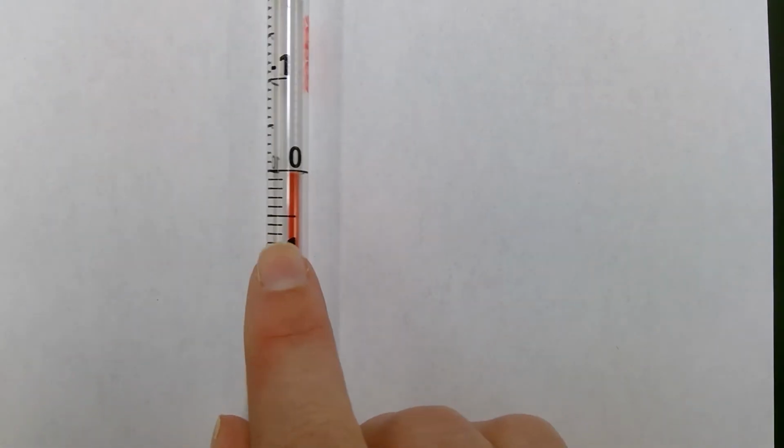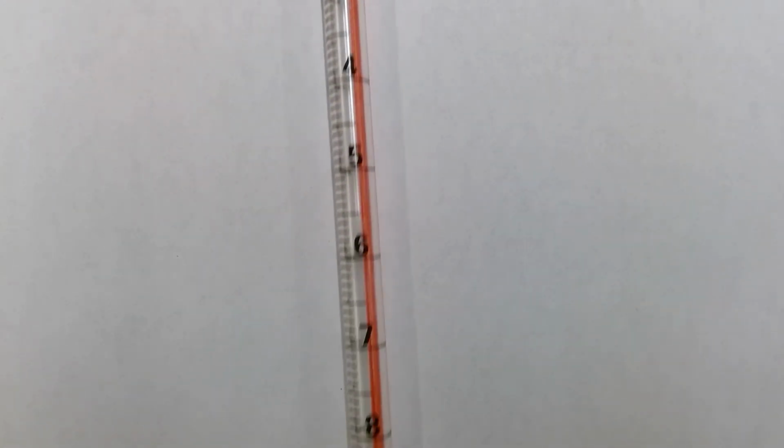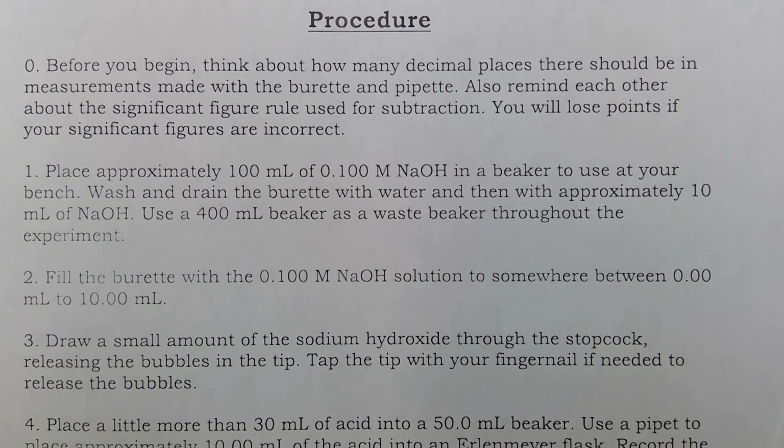And then for the 10 mil pipette, it is the same thing. It shows mils, and then there's tenths of mils from 0 to 10. So now we'll want to set up our burette on a ring stand, and then we can get started on step 1.